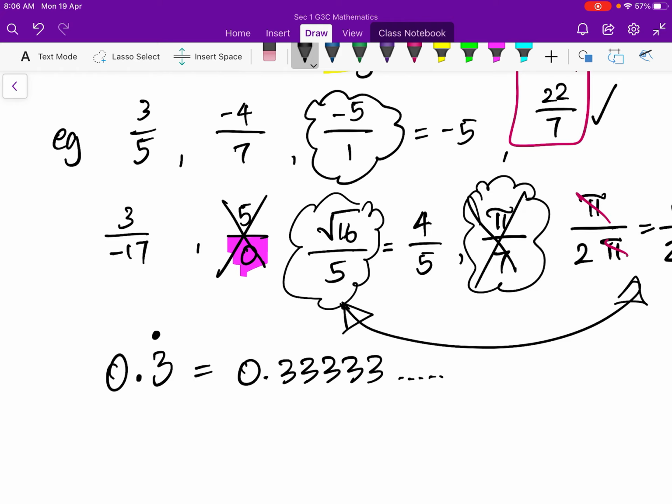Okay, for those who are shy to raise your hand if you're unsure, this is what I told you all before. Every time you see the dot on top, automatically it is rational. Automatically it can be expressed as a fraction a over b, where a and b are integers, b is not 0. Always. So what is the equivalent form of this? Okay, 0.3 recurring is actually 1 over 3. Always it is the case.